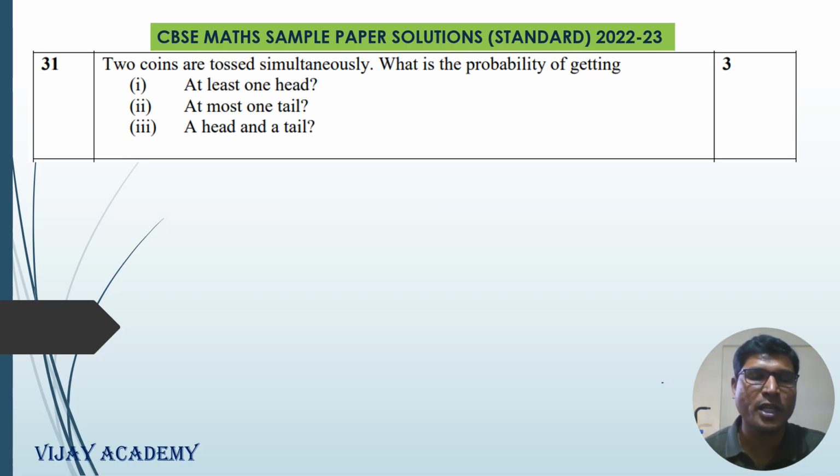In this video, I'm explaining question number 31 from the sample paper. The question is: two coins are tossed simultaneously. What is the probability of getting at least one head, at most one tail, and a head and a tail?